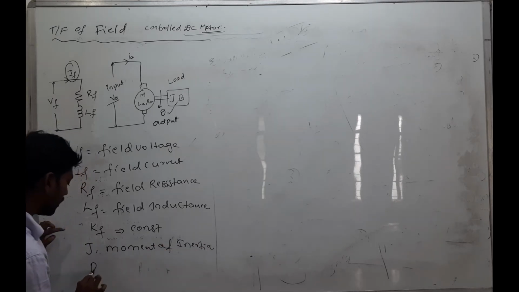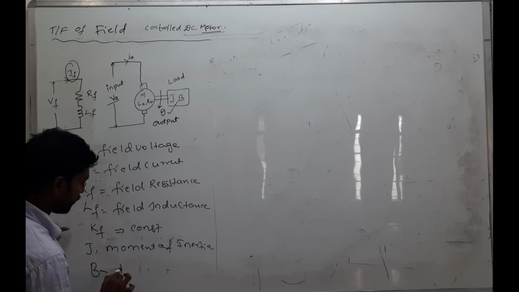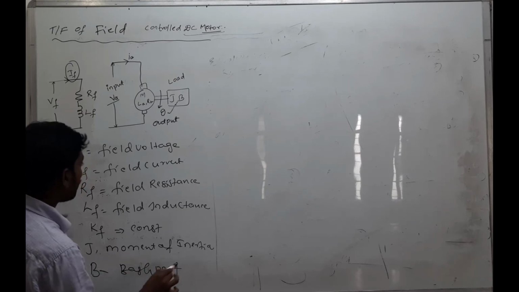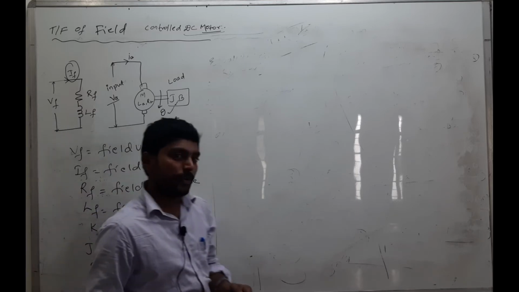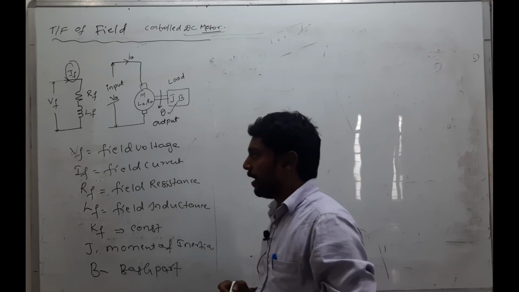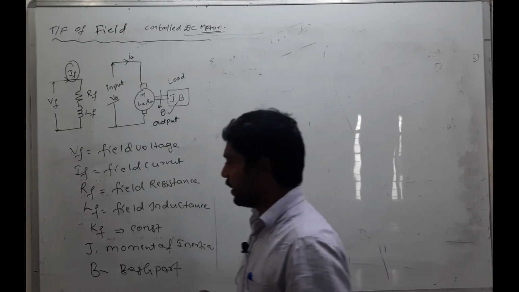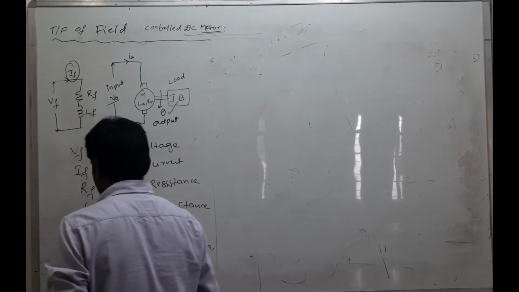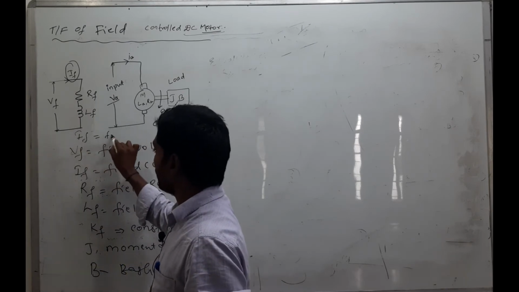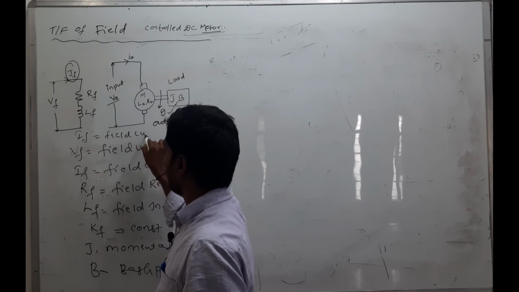Next, B is the coefficient or damping part. Now, this is the field control of a DC motor. The main elements are VF, IF, RF, LF, KF, J, B, and next one is the field current. Here IF is the field current.